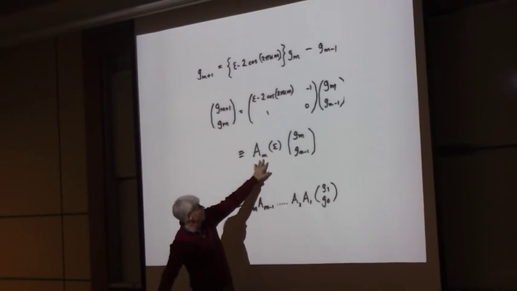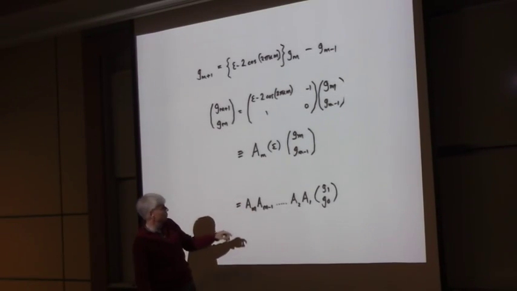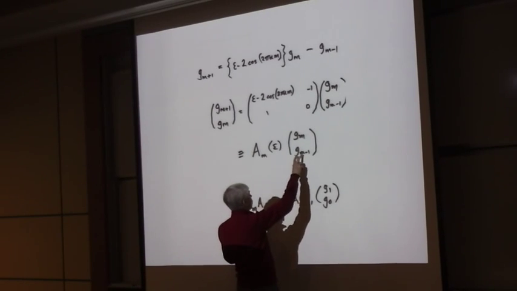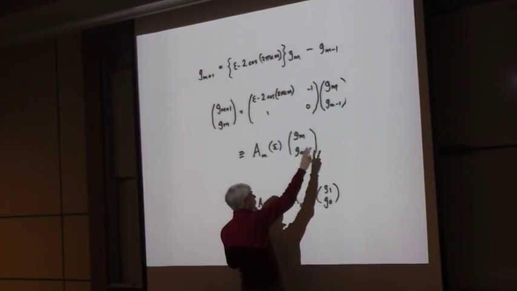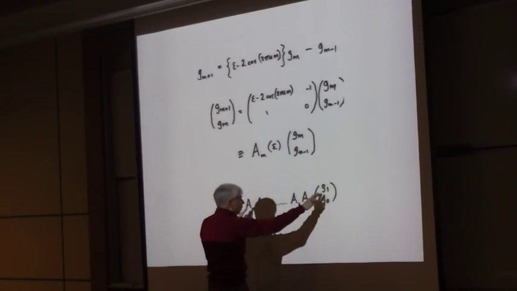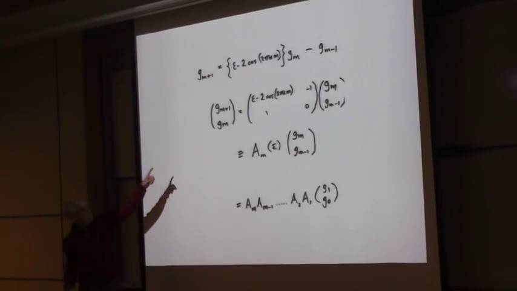So this is a 2 by 2 matrix that gives you that little vector from that little vector. So you can move backwards by doing it recursively. You can replace this by a matrix times the previous one, and then another matrix times the previous one. So you can get a product like that, where it goes m matrices to get that thing.